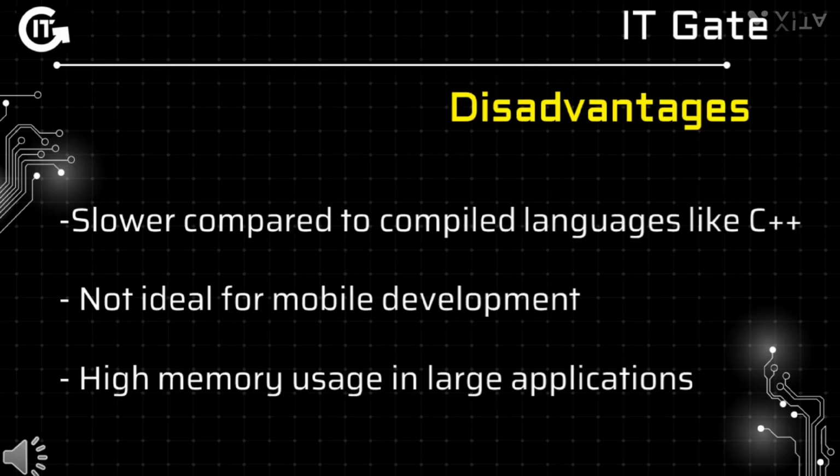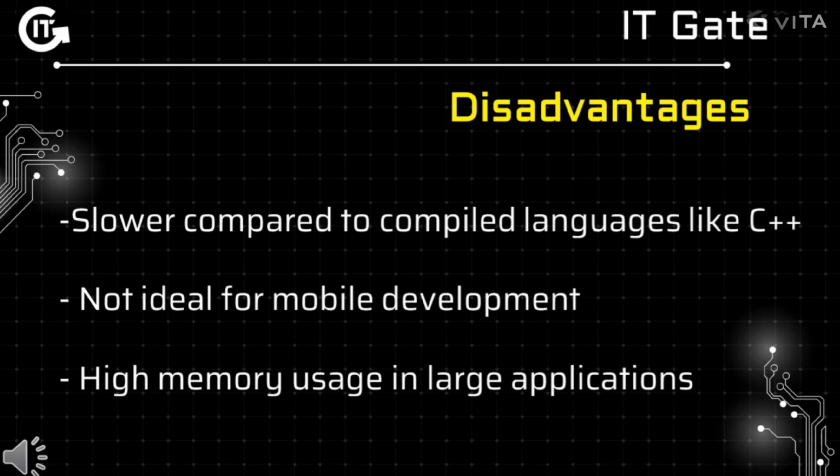Even though Python is amazing, no language is perfect. So let's look at a few limitations of Python. Slower compared to compiled languages like C++. Python is an interpreted language, which means it runs line by line. That's why it is slower than languages like C++ or Java, which are compiled into machine code. But for many applications, especially in AI and scripting, this speed isn't a big issue.